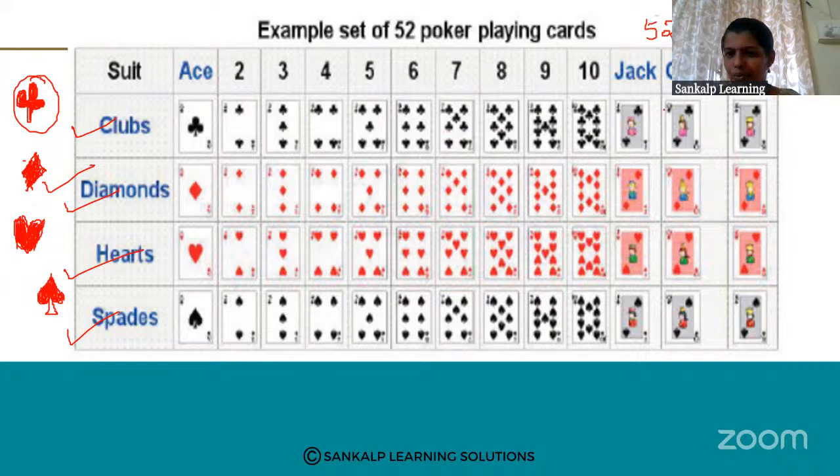Yes. So in one set, means in clubs, in one set of clubs, how many cards are there? So 1, 2, 3, 4, 5, 6, 7, 8, 9, 10, 11, 12, 13. 13 cards are there. Right. So in one club, 13 cards are there. In one set of diamonds, how many cards are there? Here also 13 cards are there. So here also 13, here also 13.